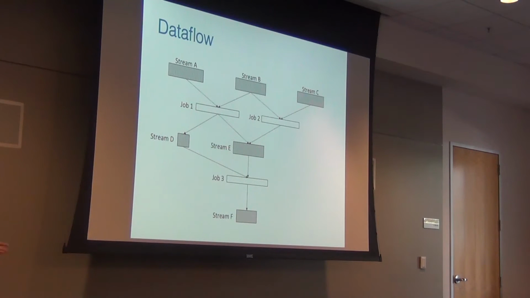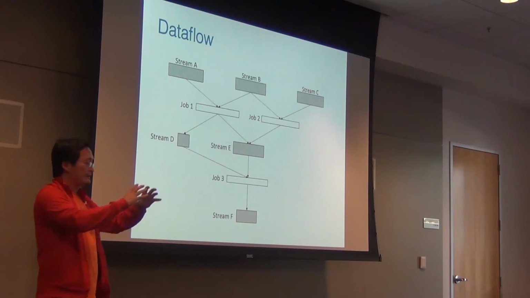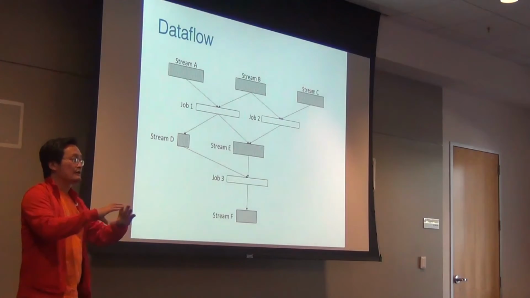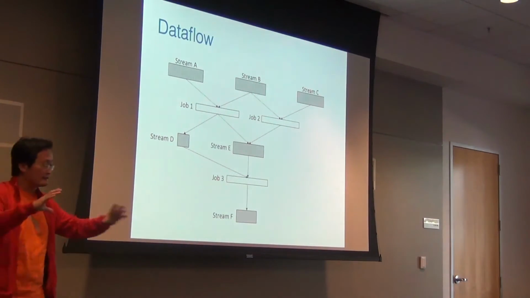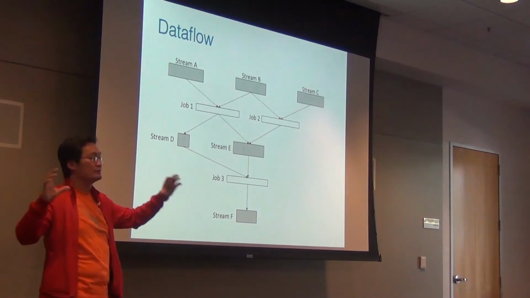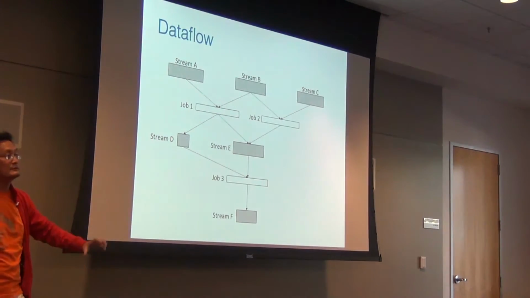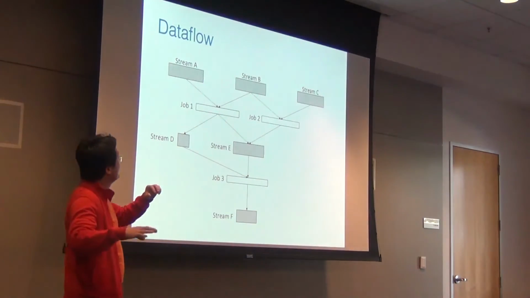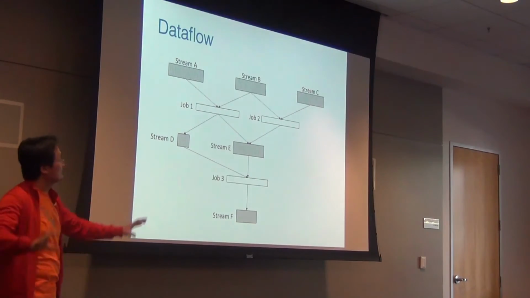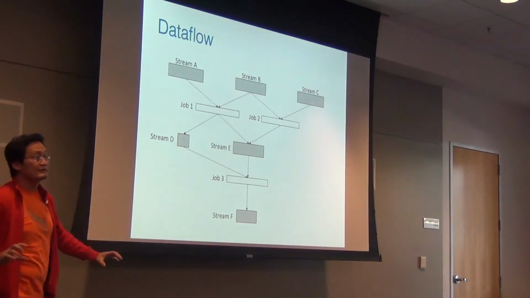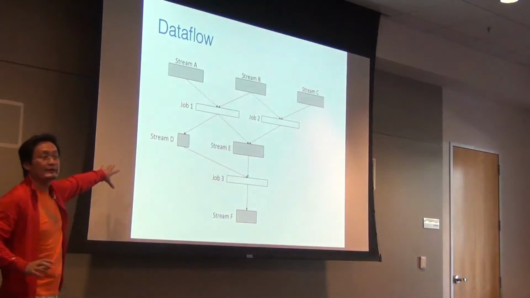Basically, you can see that the hierarchy is you have tasks, and then a collection of the same task, processing the same set of input and producing the same set of output, becomes a job. And then you have different jobs which can be connected together with multiple levels of different streams, which forms a data flow.